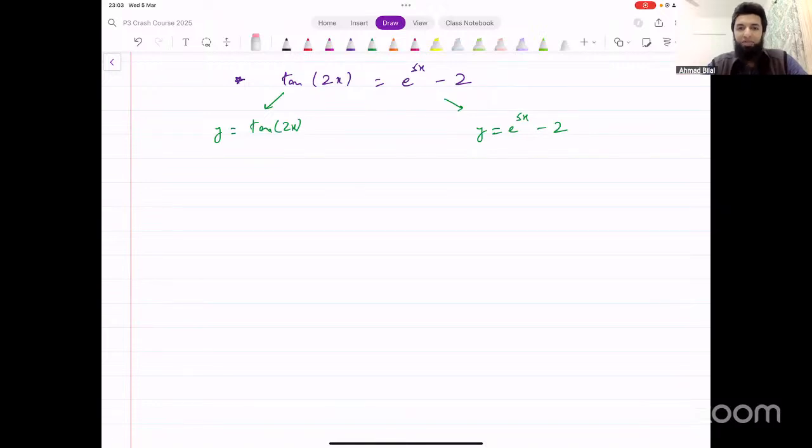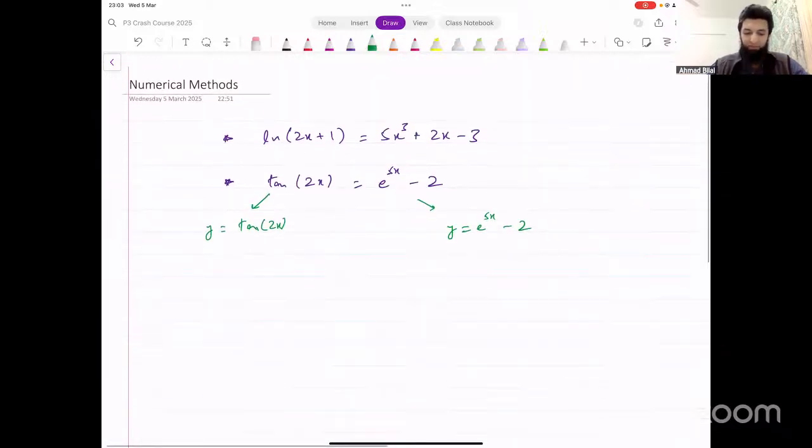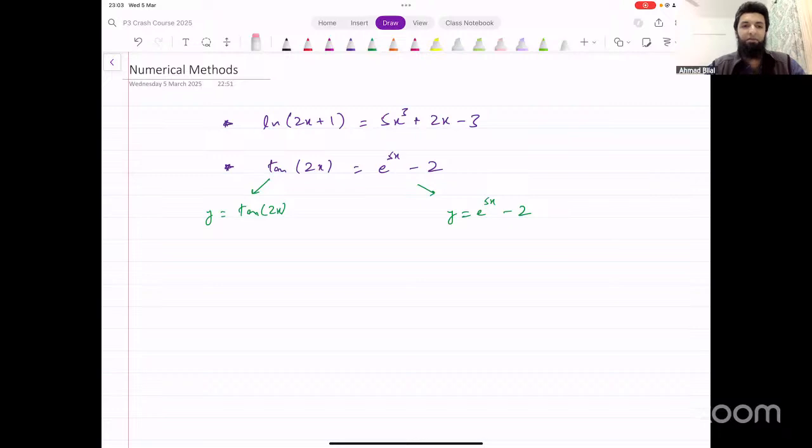But using graphs, you can never get exact answers, right? You can only get estimates of the solutions. So that is why we need something that we can use to increase the accuracy of the answers that we might get from a graph, okay? And that is where these numerical methods are going to come in, using which we can increase the accuracy level of the answers that we get, okay?